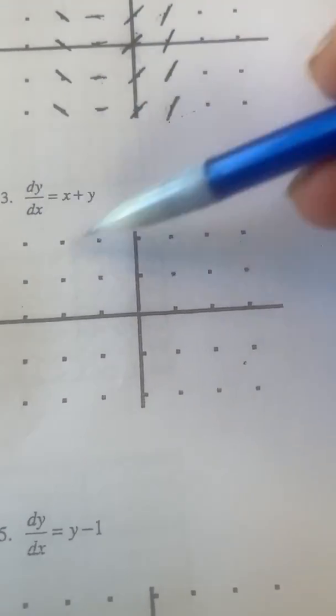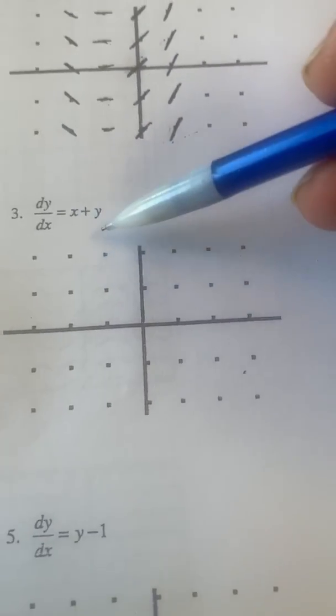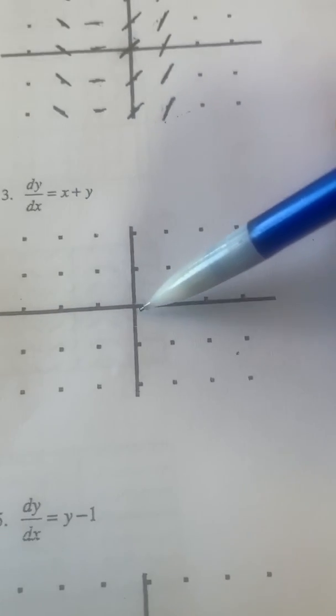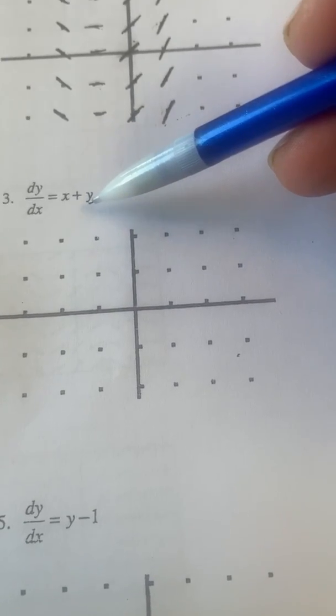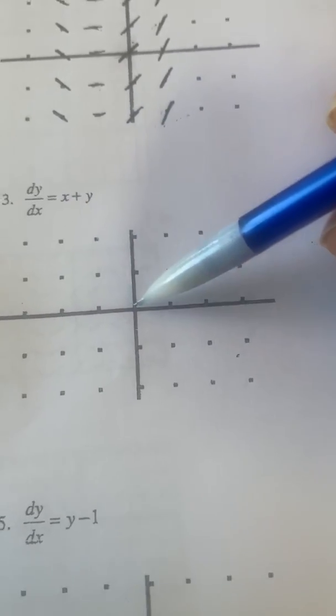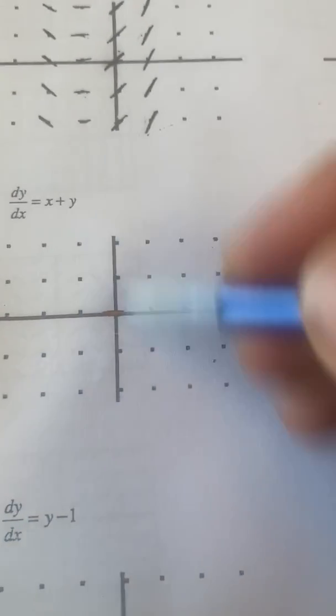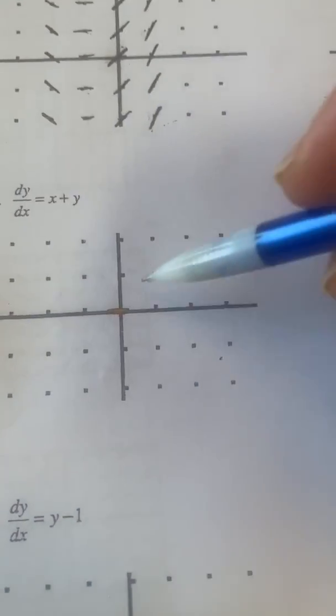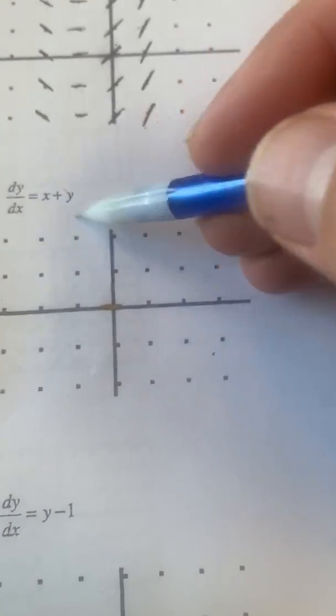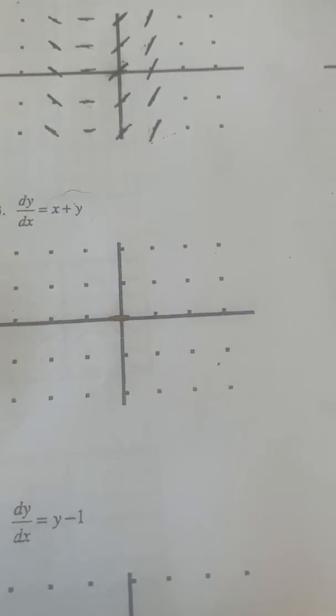Here is a little more complex one. I don't know what gave me this slope because it's got an x and a y, but I'm going to go to points and I'm going to plug in both an x and a y. So if I go to 0, 0, if I plug in 0, 0, I get 0 plus 0, which is a slope of 0. But that's not going to be consistent along vertical lines or horizontal lines. But if I give it a little thought, I think as long as x and y are opposite of each other, I'm going to get a slope of 0.